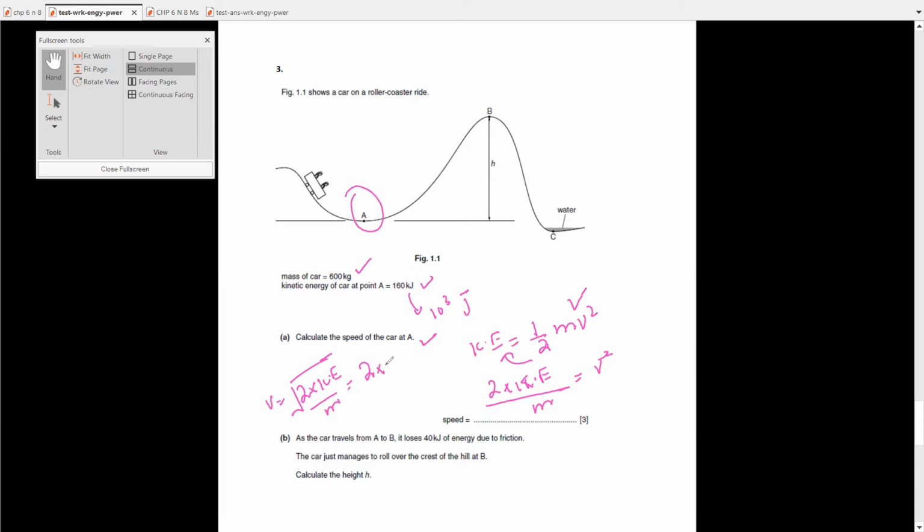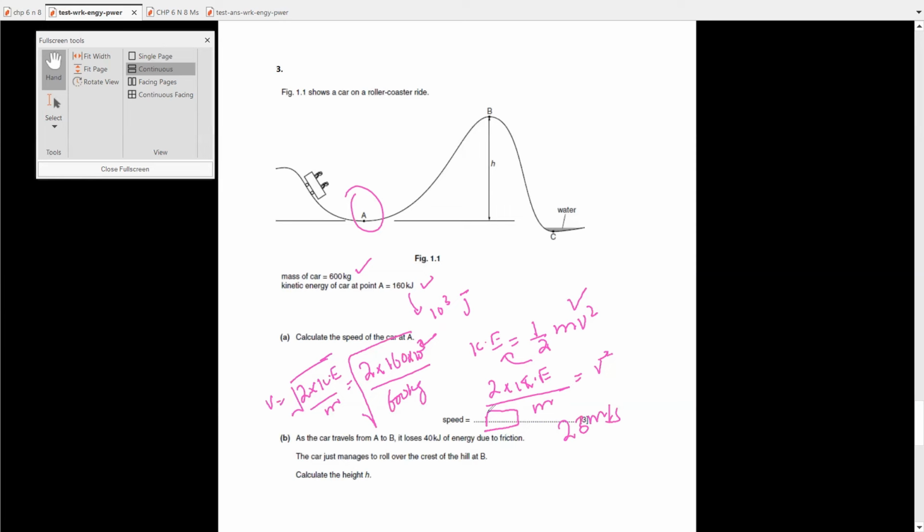Kinetic energy is given as 160 into 10 raised to power 3 for kilo, and mass is given as 600 kilograms. Putting in the calculator, we'll get an answer of 23 meters per second. Always make sure that you write the answer in this box, as I'm doing it in a bit of a hurry.